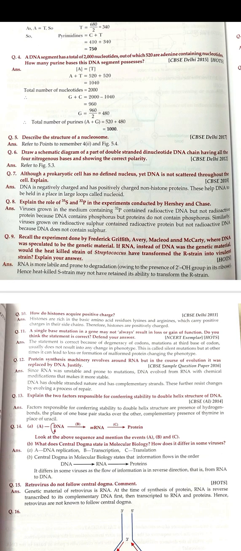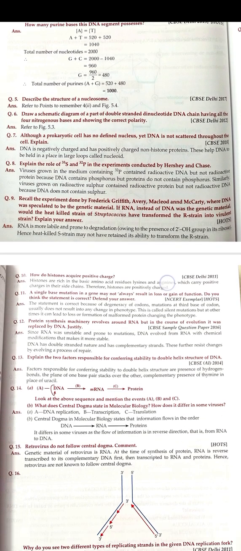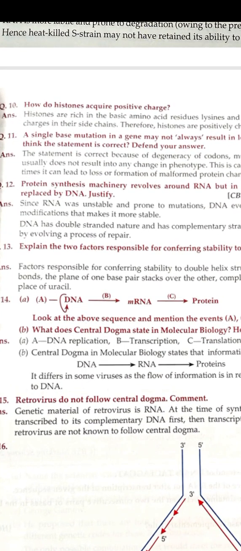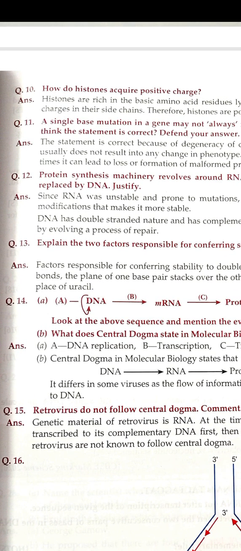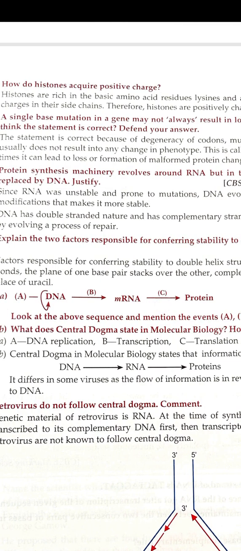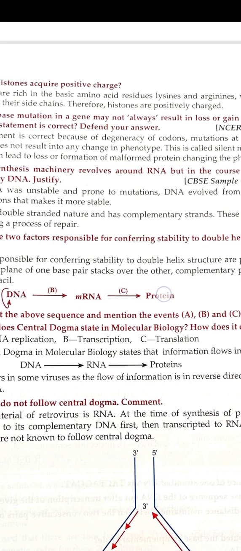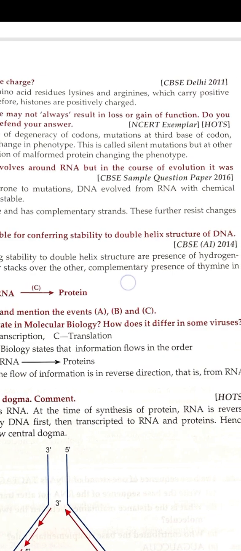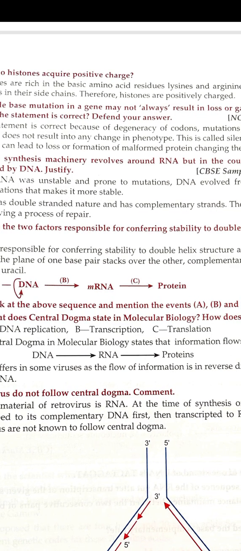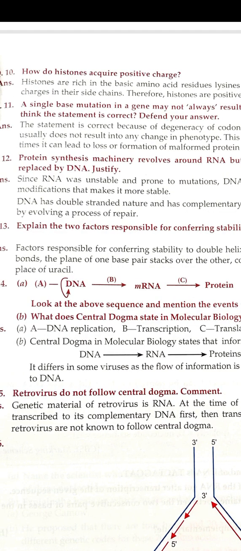So now coming to the next question number 10. How do histones acquire positive charge? Very simple question. The answer is, histones are rich in basic amino acid residues, lysine and arginine, which carry positive charges in their side chains. Therefore, histones are positively charged.